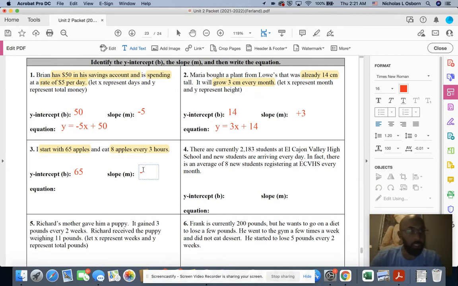But this doesn't say 8 apples every 1 hour. It says 8 apples every 3. So this is 8/3 as your slope. Now, I can't write this out because I'm showing you guys through a video and I don't have my pen. So this would essentially be y equals -8/3. Make sure when you write your x, you put your x next to that fraction. Don't put it under the fraction like it looks like right now. And then plus 65.